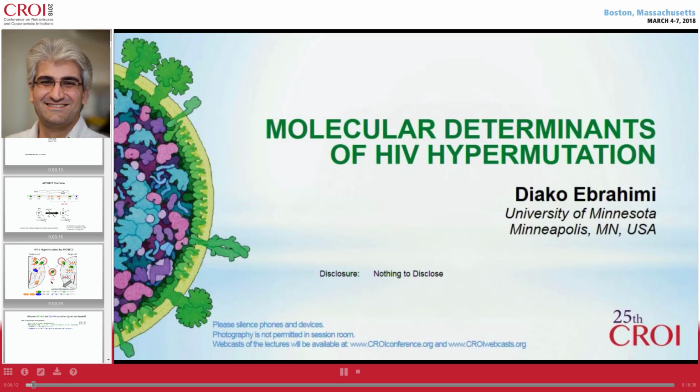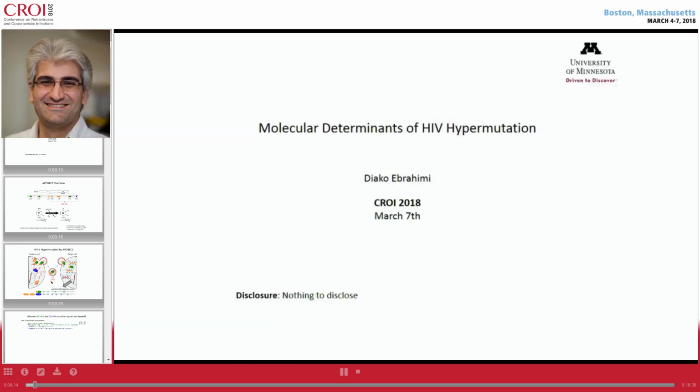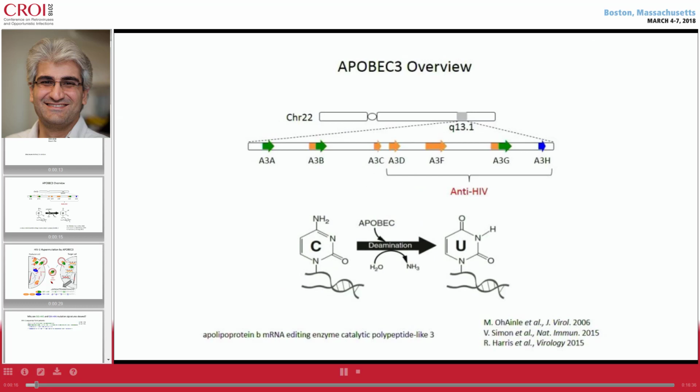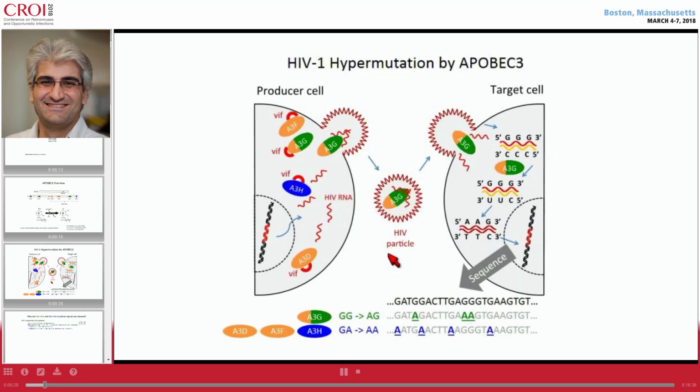Good morning, everyone. Human chromosome 22 codes for 7 APOBEC enzymes. 4 of these enzymes, APOBEC3D, F, G, and H, can inhibit HIV through cytosine deamination. And this is how they do it.